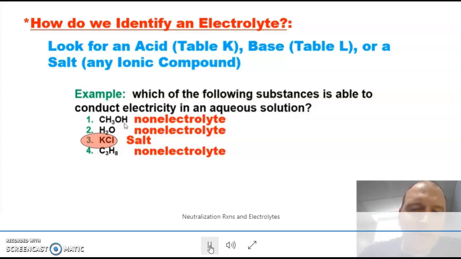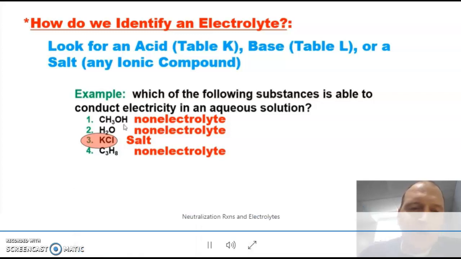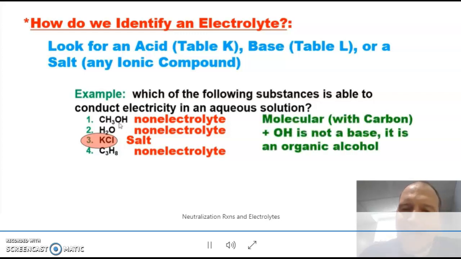So the key is bases, that you've been studying from the first learning target, are metal hydroxides. Those are your Arrhenius bases. If it's molecular with carbon, especially starting with carbon, and you see an OH, it's actually not a base. It's what we're going to see in Unit 11, an organic substance called an alcohol. So just be careful of those.